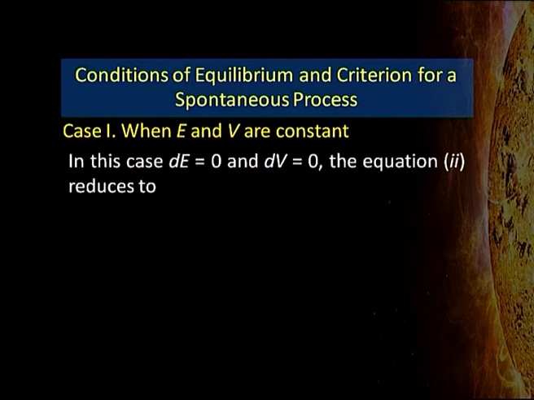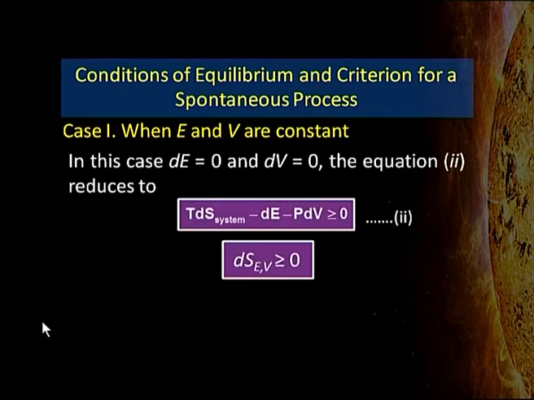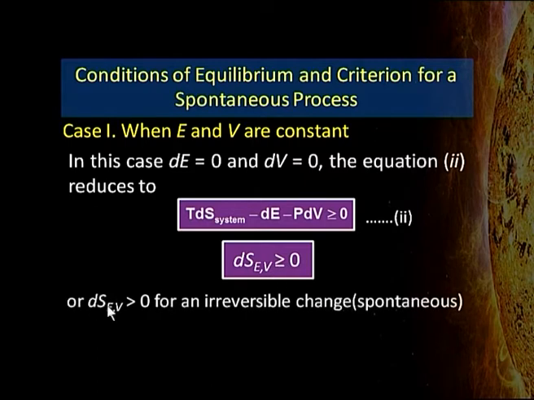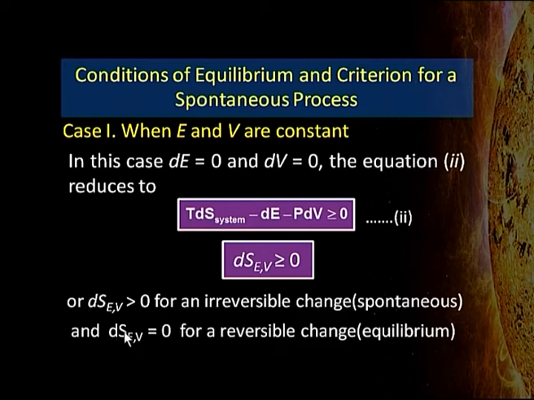In this case, dE will be equal to 0 and dV will also be equal to 0, and equation 2 will reduce to dS at constant E and V greater than or equal to 0, or we can say dS at constant E and V is greater than 0 for an irreversible change or a spontaneous change, and dS at constant E and V is equal to 0 for a reversible change, meaning at equilibrium.